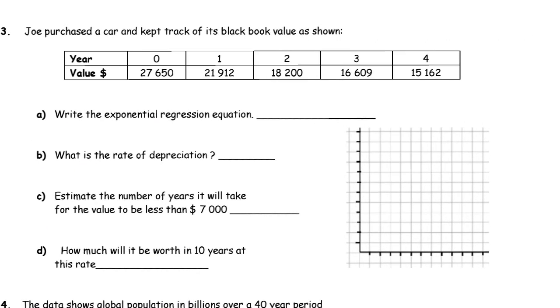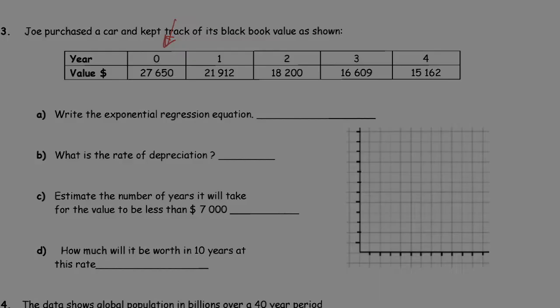Let's go and take a look at another problem. This question says, Joe purchased a car and kept track of its black book value as shown. Starting at year 0, and we were talking about that before, we typically do that here. We go up to year 4, and we have the value there. Very first question is going to be to write the exponential regression equation, and then what's the rate of depreciation. So those two are going to go together.